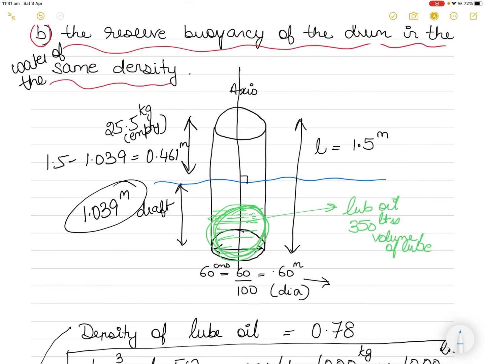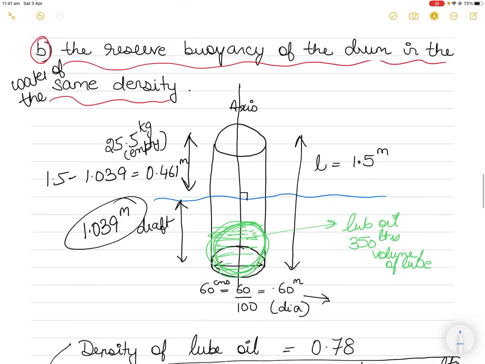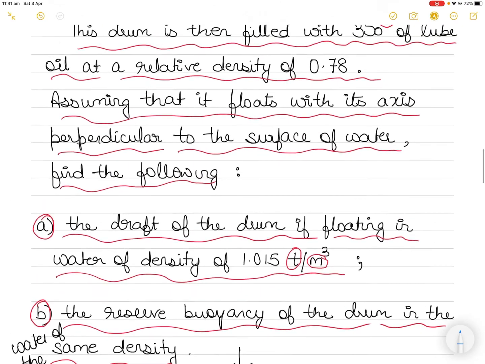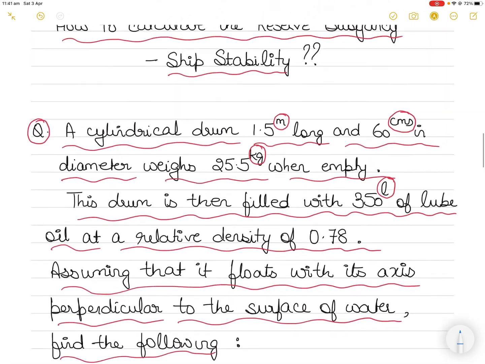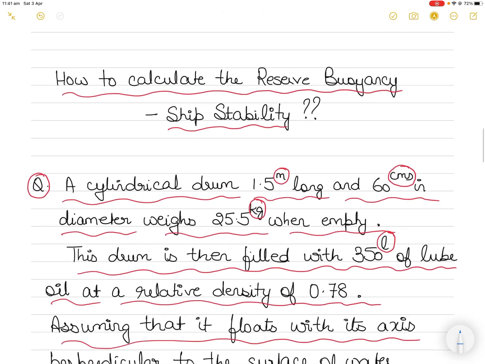Alright, so basically what it means is 30.73% of the total volume of the cylinder is reserved for buoyancy. It gives you an additional buoyancy. It gives an additional air pocket. Alright, so that is the purpose of reserve buoyancy, to calculate how much air pocket or how much reserve buoyancy you have in case the ship starts to sink. That will give you the flotation.